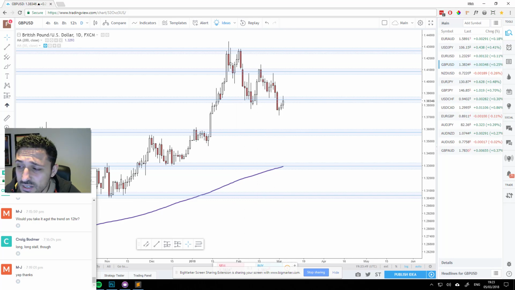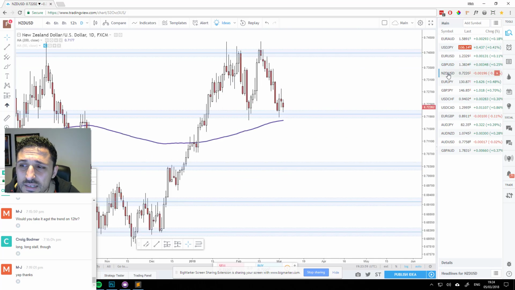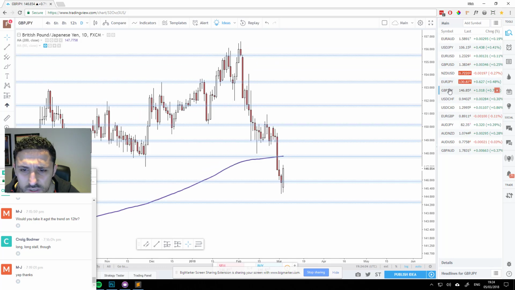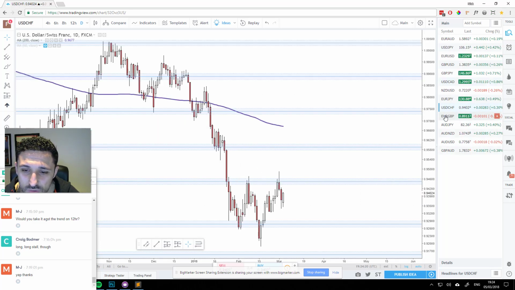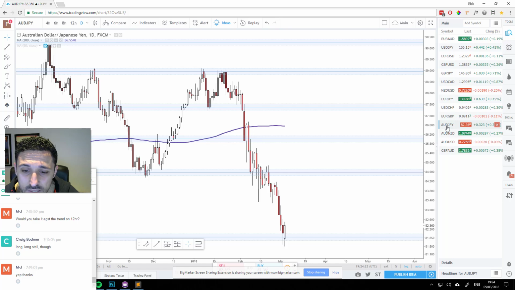GBPUSD could be giving us a continuation trade. Let's keep a close eye on that from this resistance area, the 138.40. New Zealand USD, nothing going on there, and I think that was it. Let's just quickly flick through again. GBPJPY, we'll keep a close eye on the 147.80, but it's pretty far from there right now, so we can't really do much with that. USD CAD, we're keeping a close eye on the 130.50, but again, it's pretty far from that, so we can't really do anything with that right now.